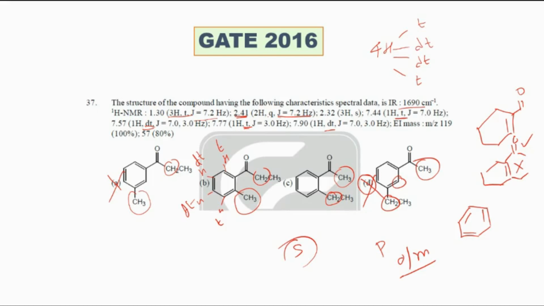So now I get stuck at B and C. This problem, based on the NMR values, cannot be solved, because the values are very close. Aromatic-attached CH2 will also be 2.23, and this will also be 2.23. So I cannot say based on that.